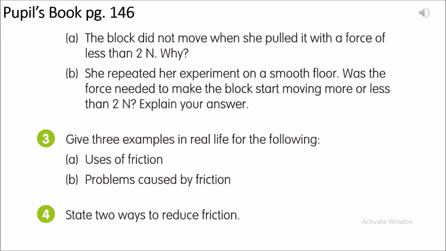And B, she repeated her experiment on a smooth floor. Was the force needed to make the block start moving more or less than 2 newtons? Please explain your answer. Number 3, these ones look quite easy. Give 3 examples in real life of the following. The uses of friction, where is friction useful? And B, problems caused by friction, where is it a disadvantage or a problem? And 4, state 2 ways to reduce friction. What can we do to reduce it?